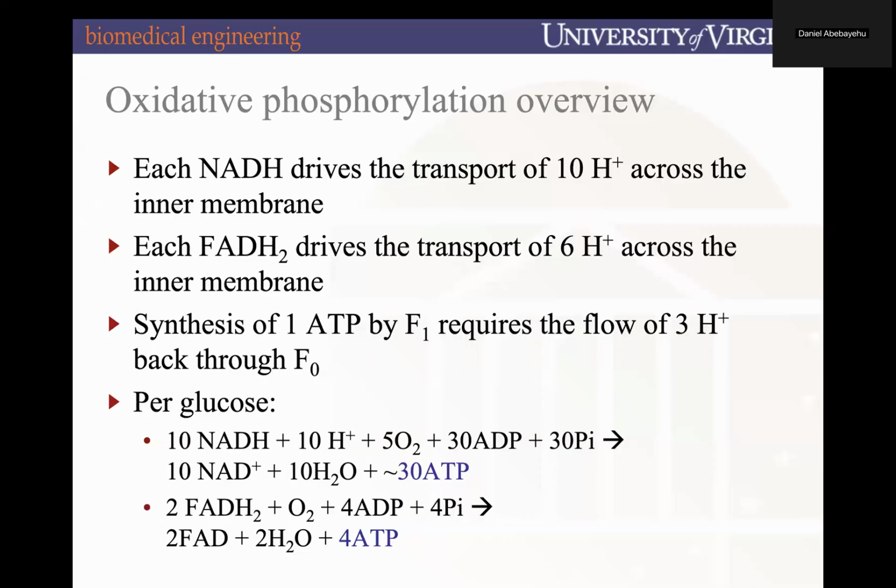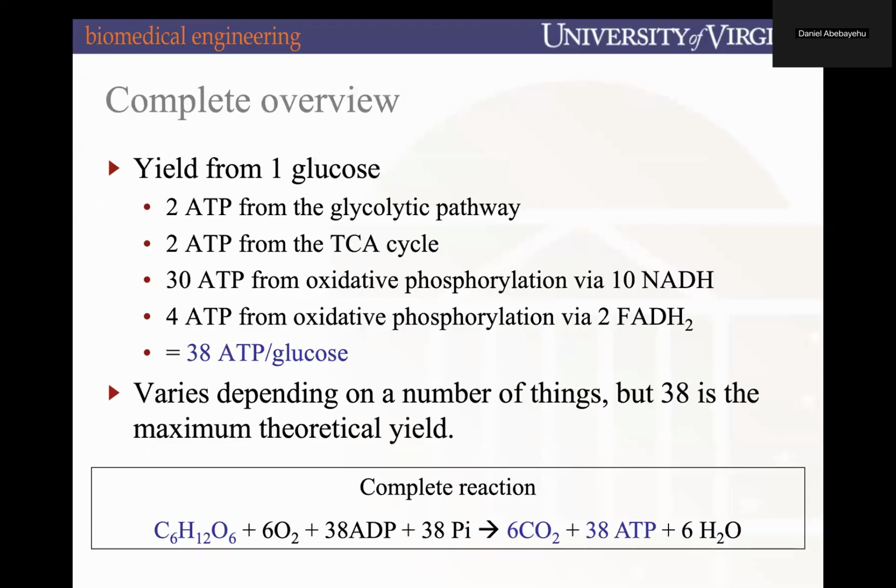And for our 2 FADH2s that are produced for each glucose, we're going to produce 4 ATP. And so the complete overview of glycolysis, the TCA cycle, and OXPHOS: we get 2 ATP during glycolysis from that one glucose molecule, 2 ATP during the TCA cycle, about 30 ATP during oxidative phosphorylation from our 10 NADHs, and 4 ATP during oxidative phosphorylation from our FADH2s. What that leads to is 38 ATP generated per glucose across all of these metabolic processes that we just talked about. But again, 38 is the theoretical maximum yield here.